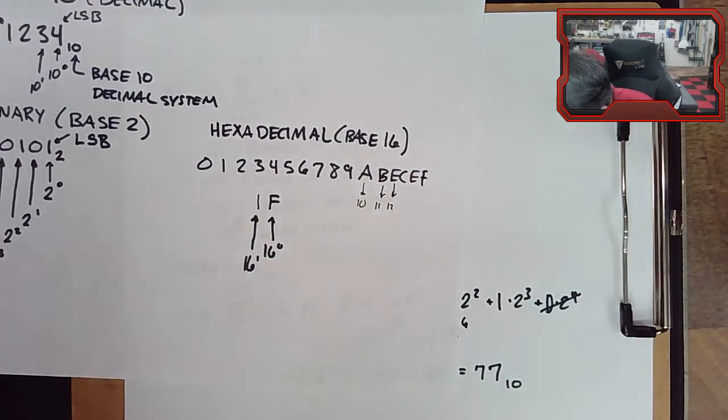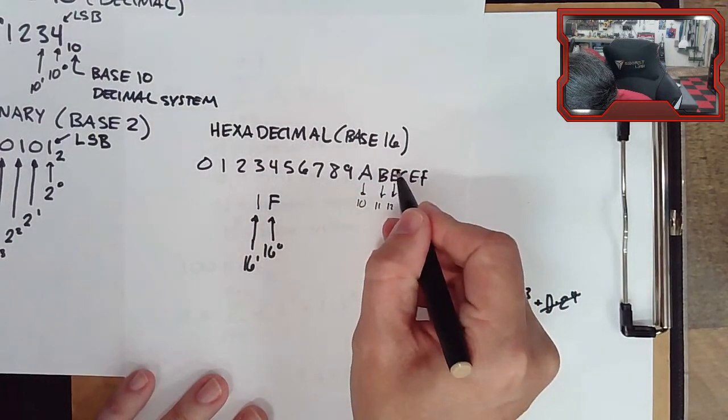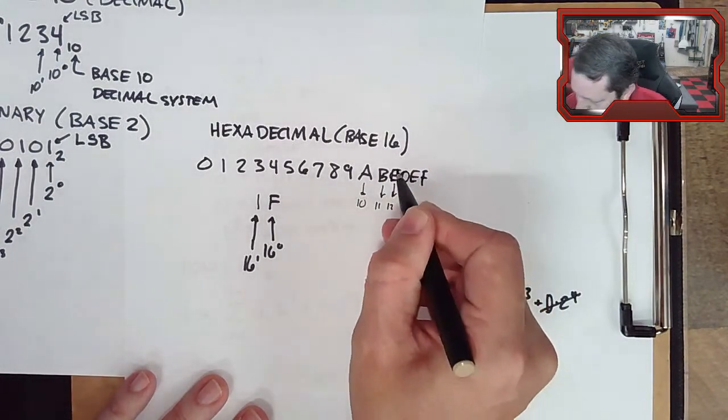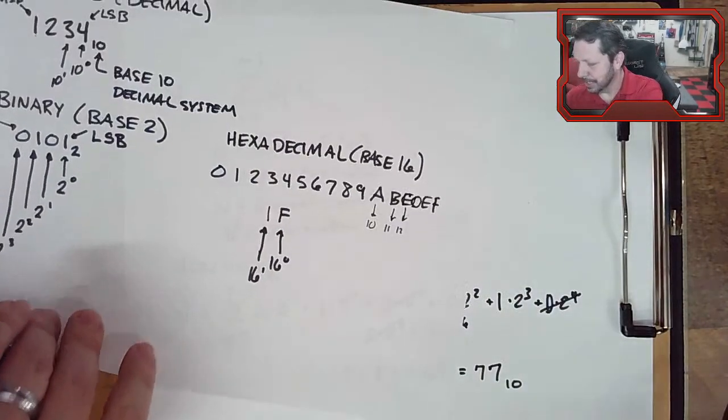Wow. I don't even know what I wrote here. A, B. I wrote an E. Obviously, this should be A, B, C, D, E, F. Not sure what I wrote there. I just now noticed that.